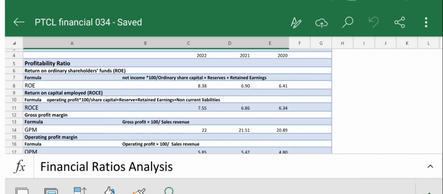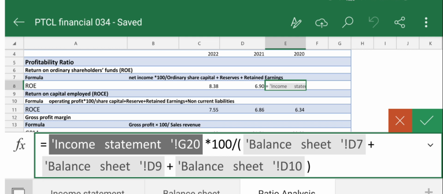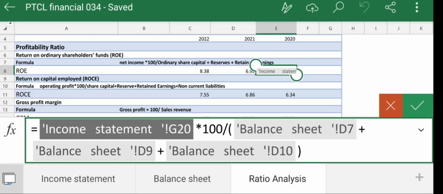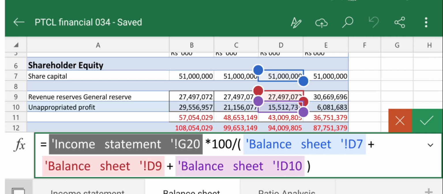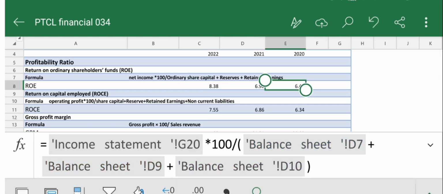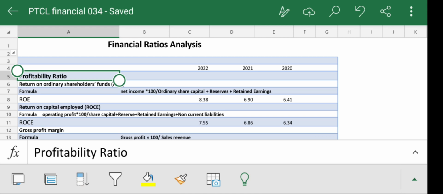In profitability ratios, we firstly discuss the return on ordinary shareholder fund, also called return on equity. The formula is equal to net income divided by ordinary share capital plus reserve plus retained earning, multiply 100. We get these figures from the income statement and balance sheet. Net income is in the income statement, which is here, then the others are in shareholder equity in the balance sheet. Then put inside the formula, we get the ratio 6.41%. Similarly, in 2021, it is 6.9%, and 2022 is 8.38%.